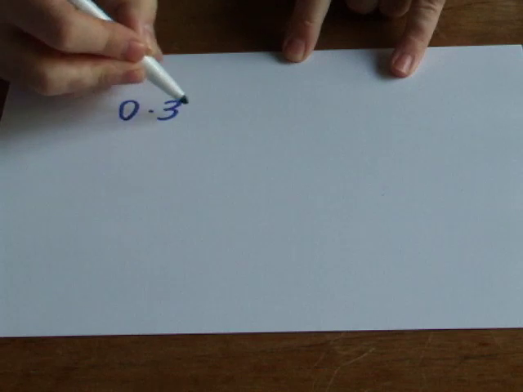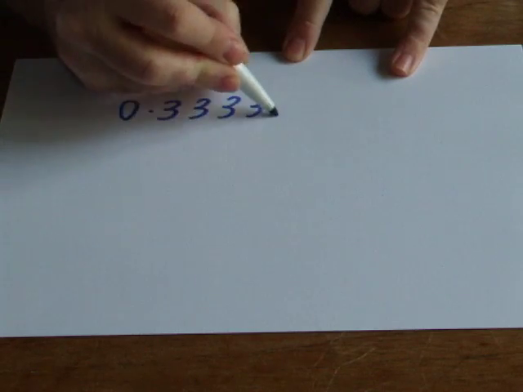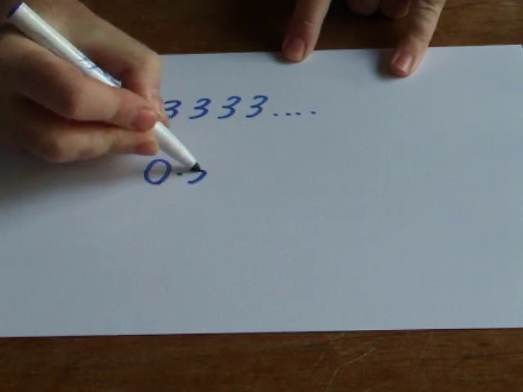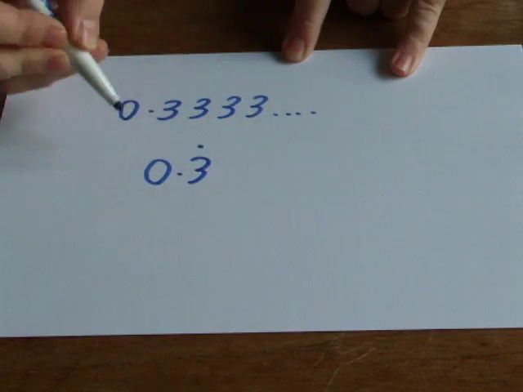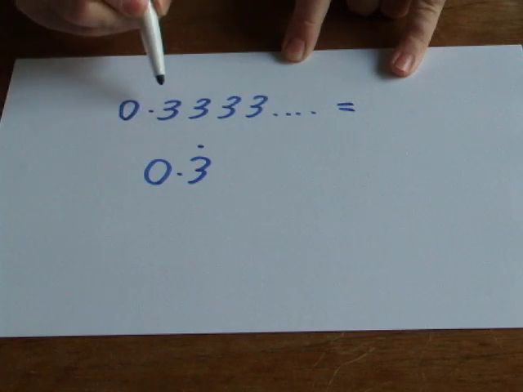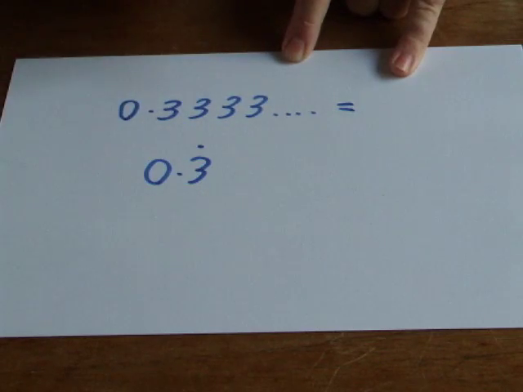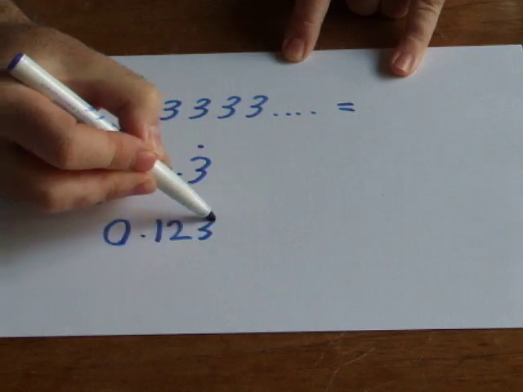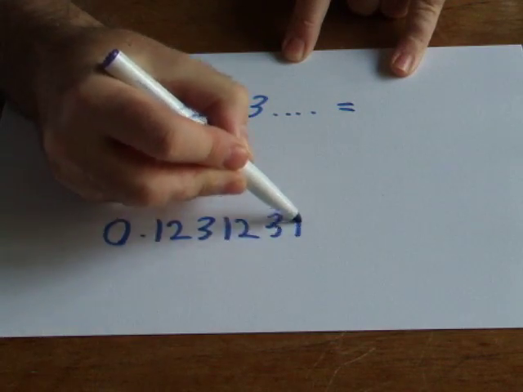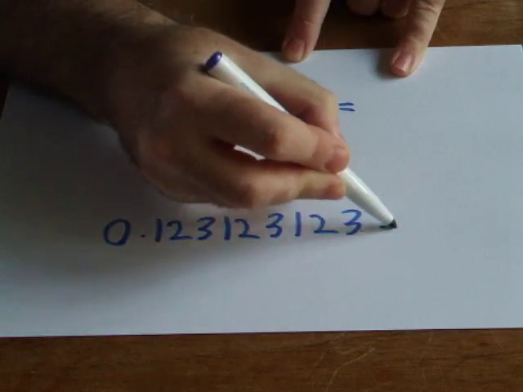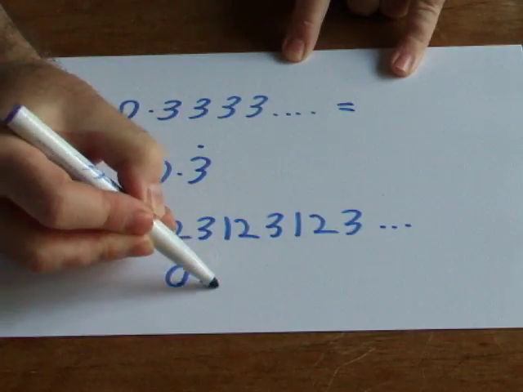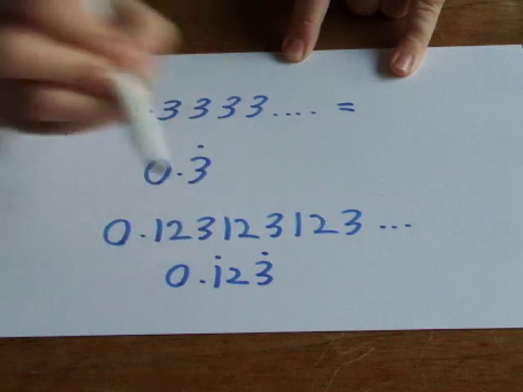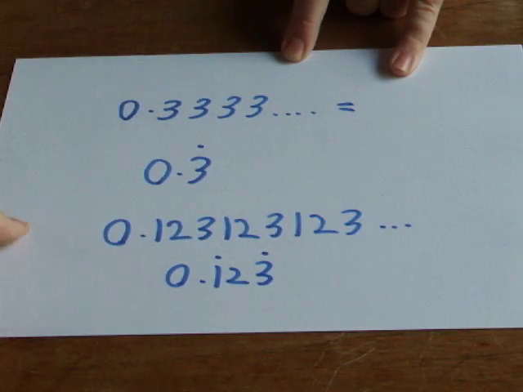Rather than writing 0.333 all the time, what I can do is use what we call a dot notation and write as 0.3 with a dot over the top. And those then are equivalent. 0.333 recurring is 0.3 with a dot over the top. In the same way, if I have 0.123, 123, 123 recurring, I can write that as 0.123 with two dots over the top, covering all the recurring parts.